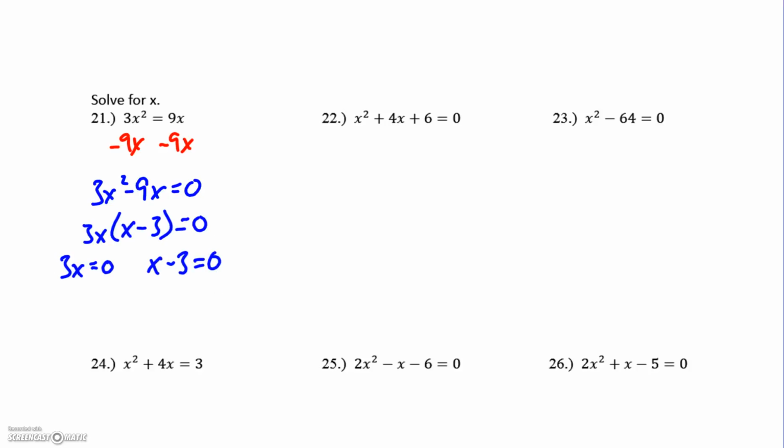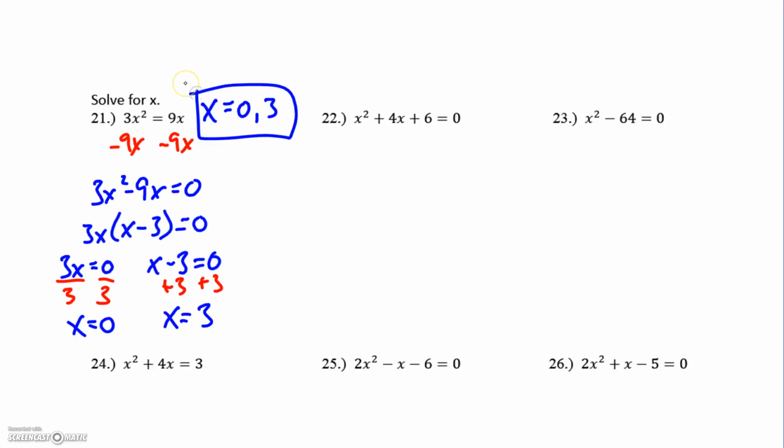So that first one, I have to divide each side by the 3. So I find out that x equals 0. In the next one, I'm going to add the 3 to each side. So I find out that x equals 3. And that's it. So I find my two answers here for this particular example. It's 0 and 3. Okay?